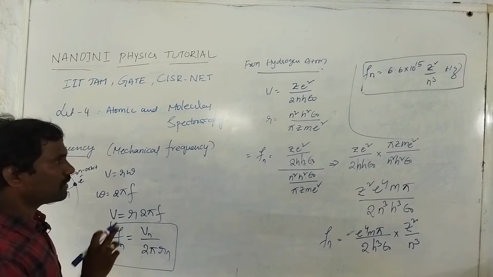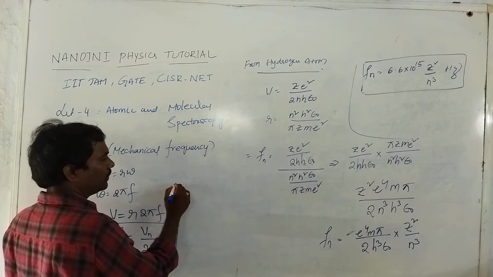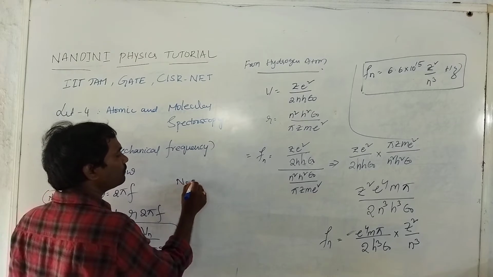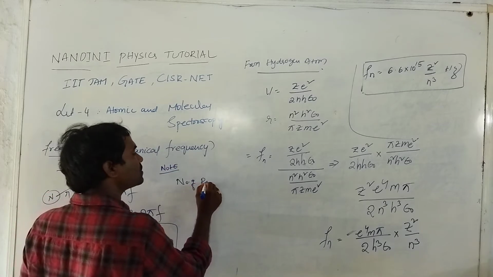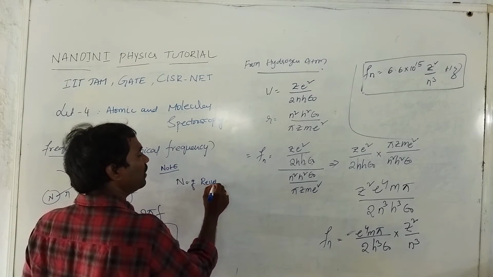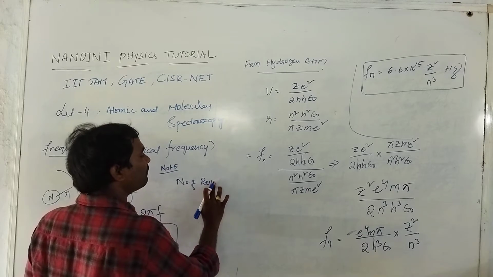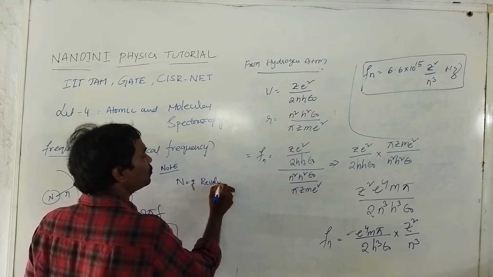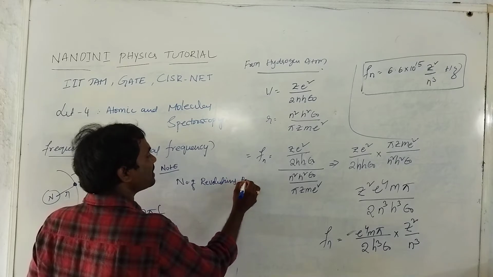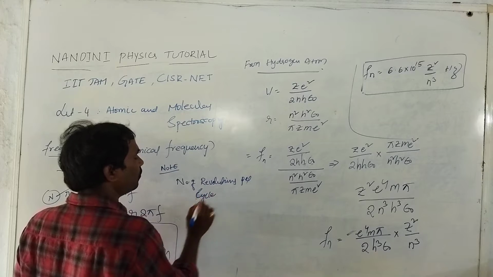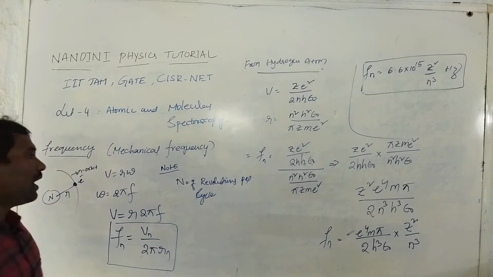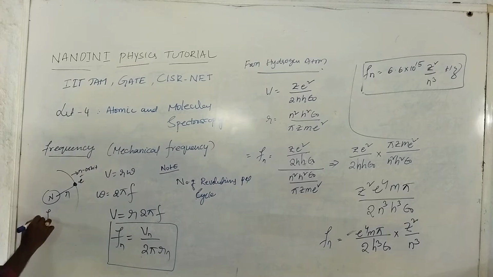If you want a small note point, see, this is a note point: how to find the number of revolutions, number of revolutions per cycle. So actually this is the frequency, and this frequency is Fn.